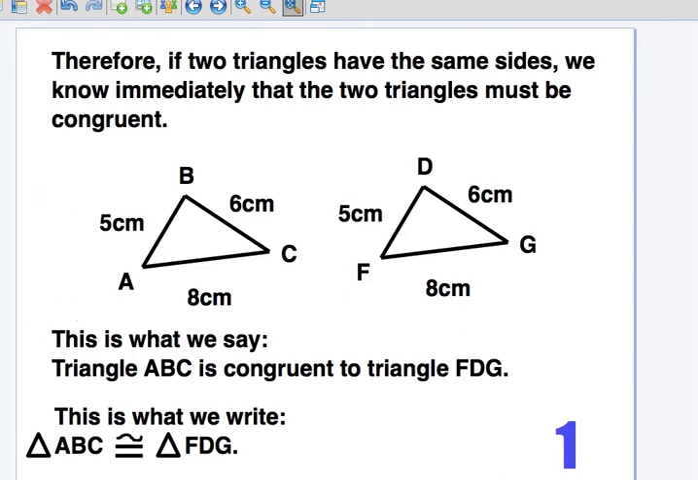So this is how we write it actually, down at the bottom here. You can pause the video. Triangle ABC is congruent to triangle FDG. A, B, and C, F to D to G, FDG. And so this is the first case where we have congruent triangles.